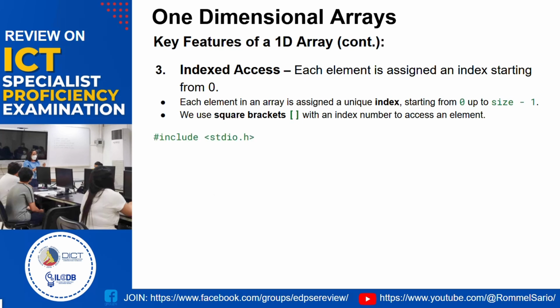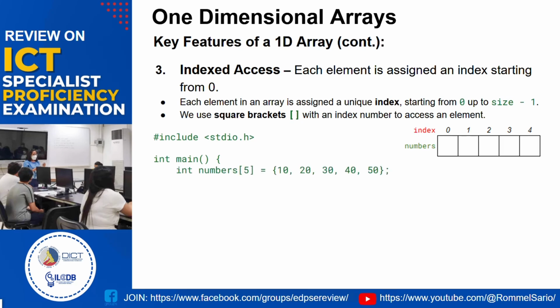So let's now proceed with the declaration, or a code to define an array. This line includes the standard input-output library, or stdio, which allows the use of the printf function to display output. So we have an int main, and then the declaration and initialization of a one-dimensional array named numbers with 5 integer elements. The size of the array is 5. The elements are 10, 20, 30, 40, and 50. The array indices range from 0 to 4 since indexing starts from 0.